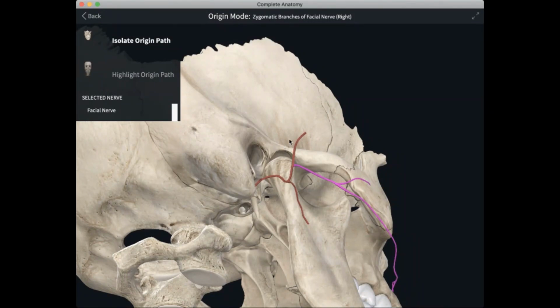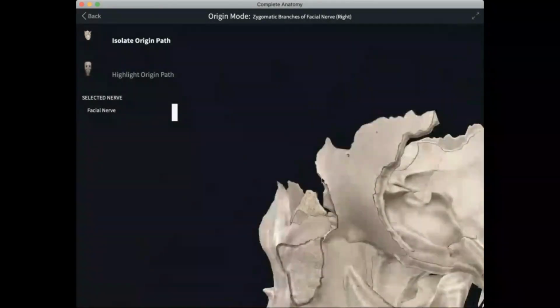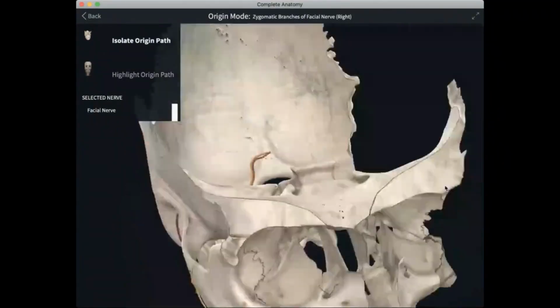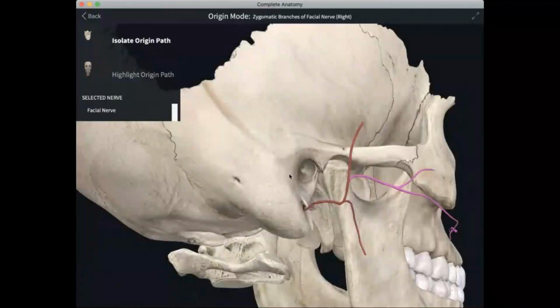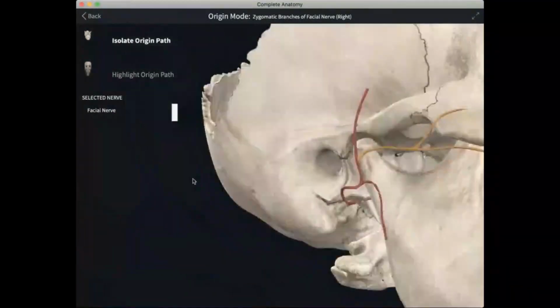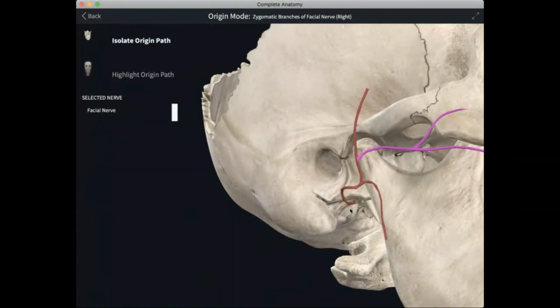Once the facial nerve enters the acoustic foramen in this place, what happens? This facial nerve gives a small branch to a small muscle called the stapedius that is attached to the stapes bone. Listen, there are three bones: malleus, incus, and stapes. The stapedius muscle is supplied by a branch of this facial nerve.